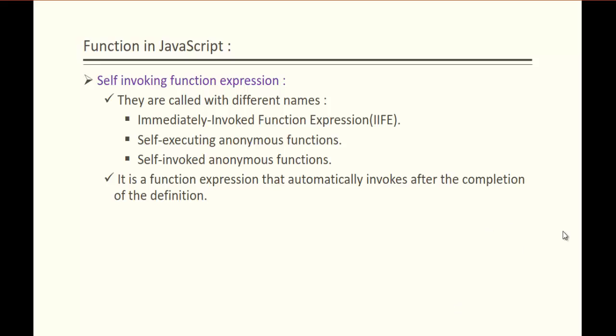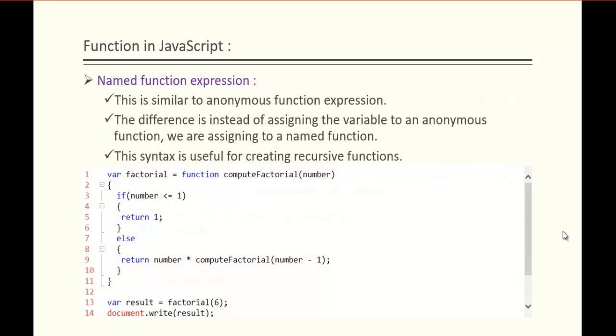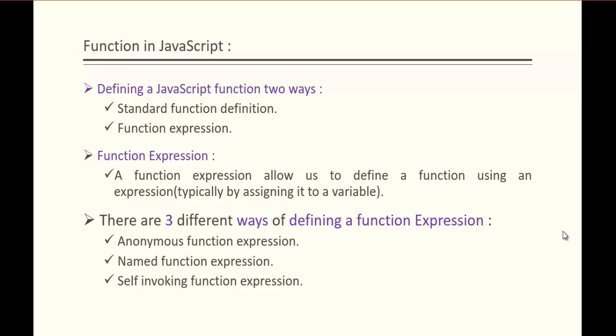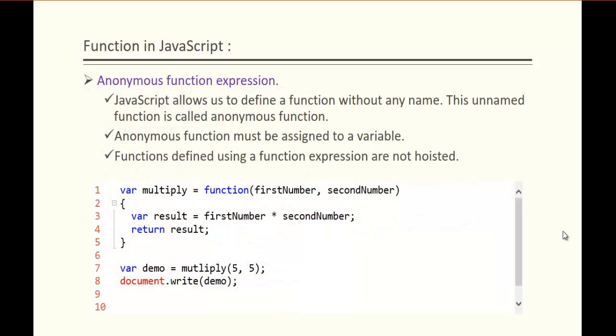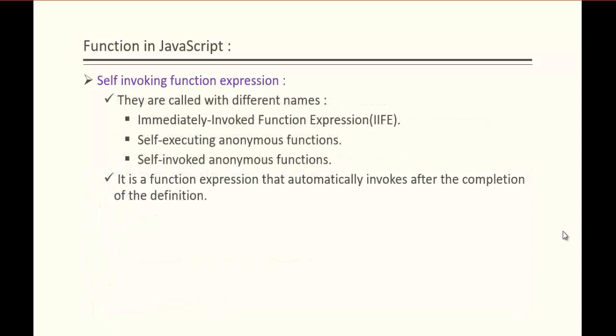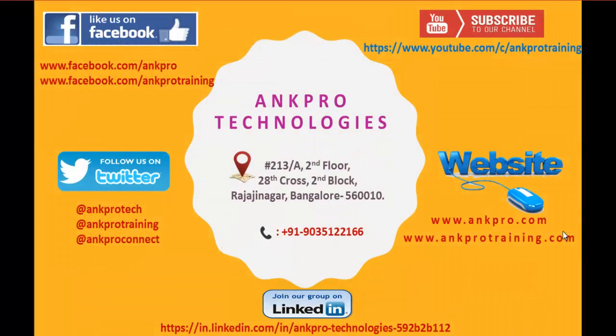So what we learned in this session is different ways of defining a function. One is the standard function definition and the other is the function expression. And in function expression we have three different ways: anonymous function, named function, and self-invoking function expression. So this is about the different ways of defining a function.